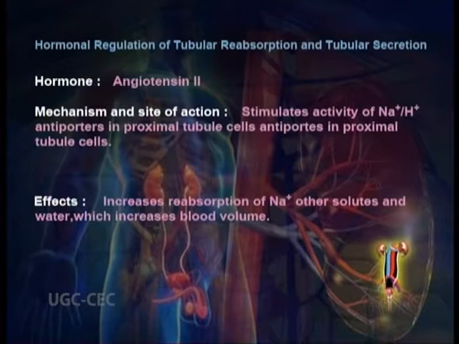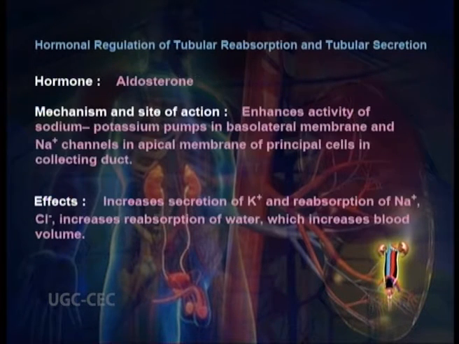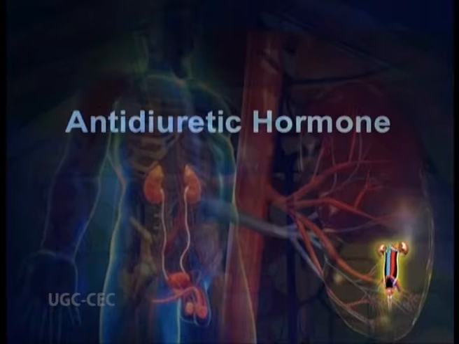Number 1, it decreases the glomerular filtration rate by causing vasoconstriction of the afferent arterioles. Number 2, it enhances reabsorption of sodium, chloride and water in the proximal convoluted tubule by stimulating the activity of sodium hydrogen antiporters. Number 3, it stimulates the adrenal cortex to release aldosterone, a hormone that in turn stimulates the principal cells in the collecting ducts to reabsorb more sodium and chloride and secrete more potassium. The osmotic consequence of reabsorbing more sodium and chloride is excreting less water, which increases blood volume.